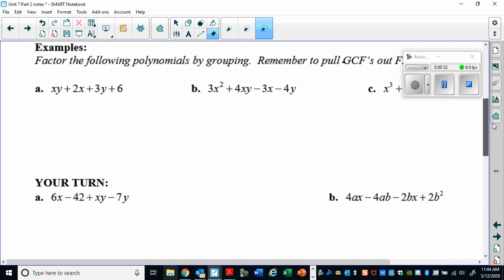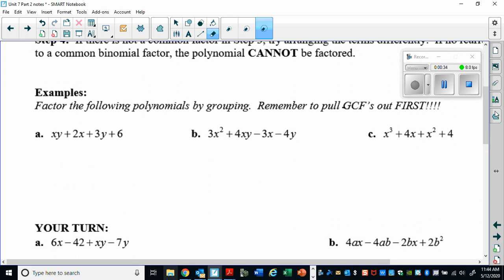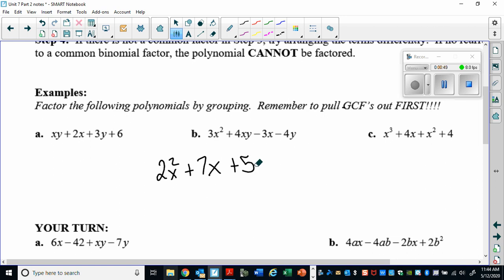a polynomial, which is four terms. So let's just review how to factor. Let's say we had 2x squared plus 7x plus 5, right?